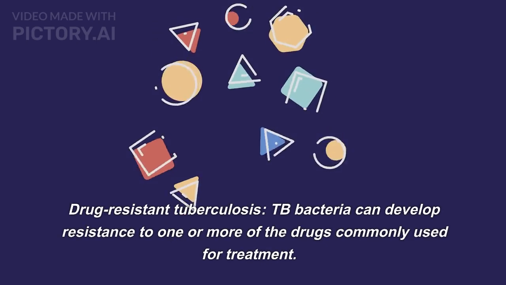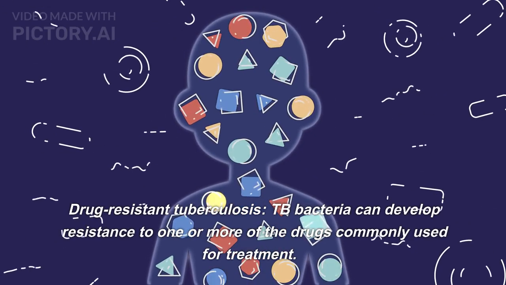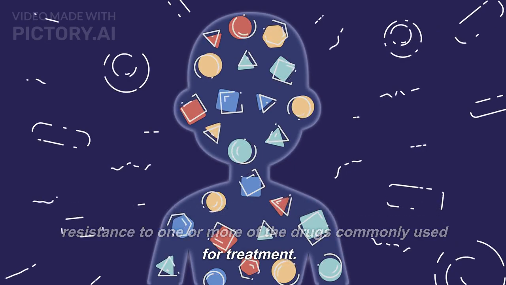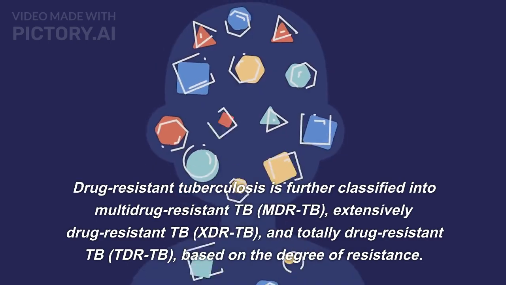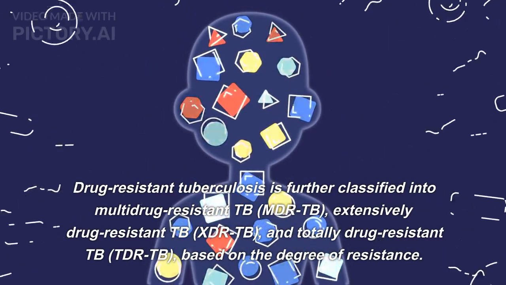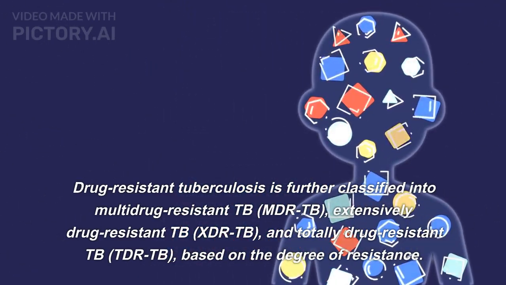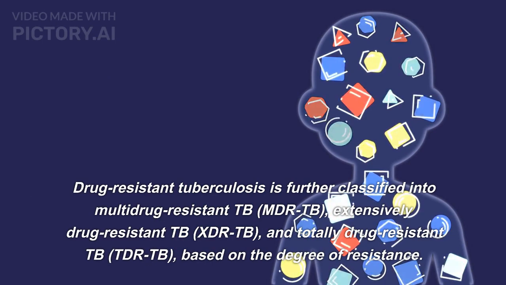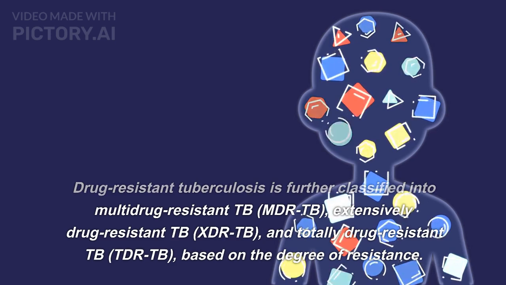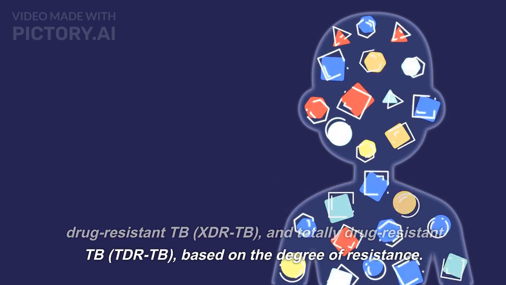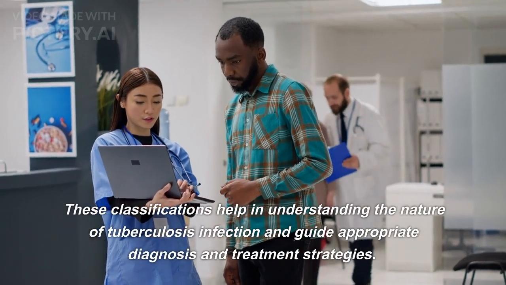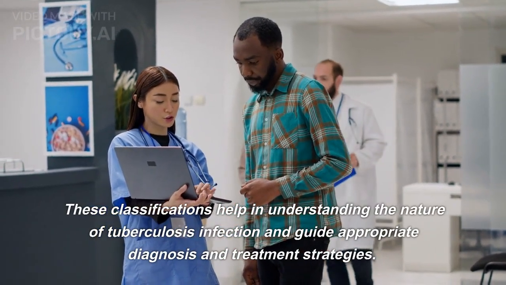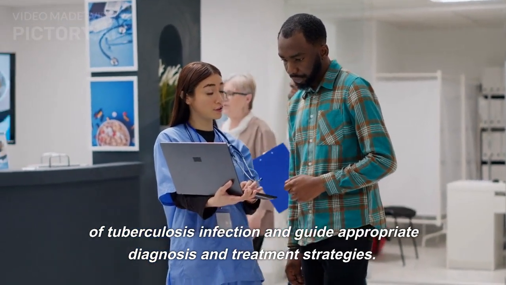Drug-resistant tuberculosis. TB bacteria can develop resistance to one or more of the drugs commonly used for treatment. Drug-resistant tuberculosis is further classified into multi-drug-resistant TB, MDR-TB, extensively drug-resistant TB, XDR-TB, and totally drug-resistant TB, TDR-TB, based on the degree of resistance. These classifications help in understanding the nature of tuberculosis infection and guide appropriate diagnosis and treatment strategies.